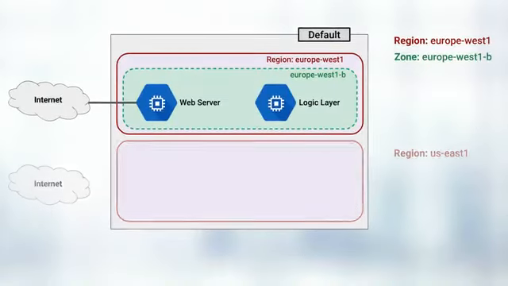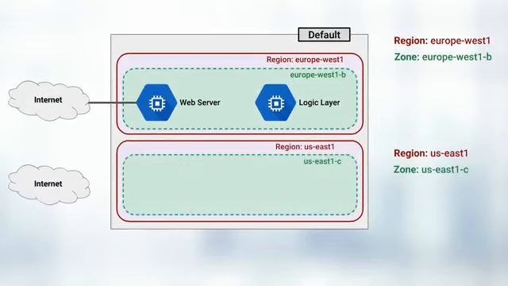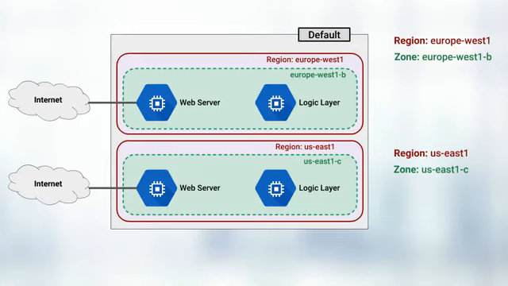Next, our company is expanding into the US. We want good performance for our clients, so we are setting up a web server near them. At first, we thought we would set it up symmetrically with our European deployment, as shown in this diagram.